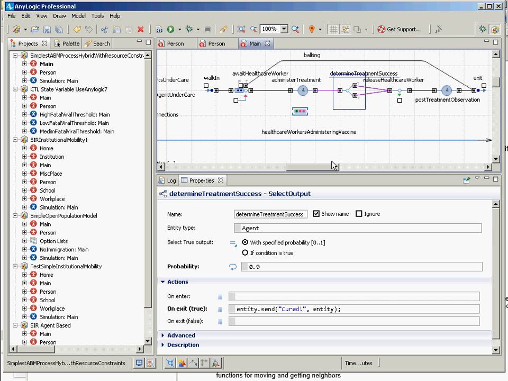A person who goes the other direction, the false direction, is not sent anything. Nothing is done for them. They just go here. They're not sent the cured message. So this is describing what to do for a particular entity who has ended up here. It's sent just to that person who has just completed treatment, has rolled the dice, and has found they were given a successful treatment, which is the case with 90% probability. Then they go up here and they're sent a message saying, you have a message waiting that says cured.